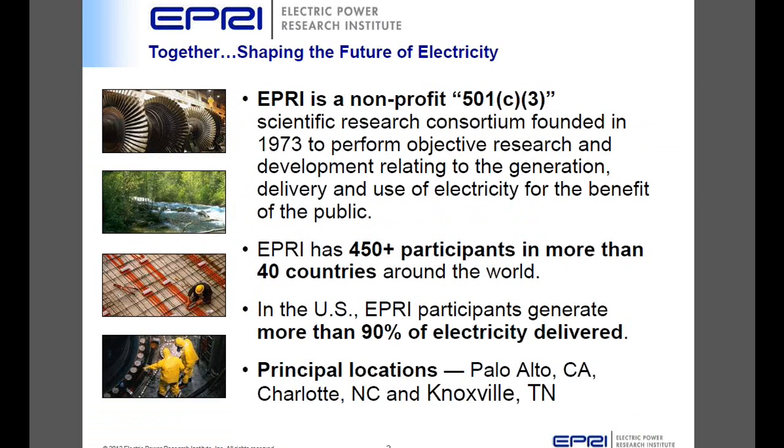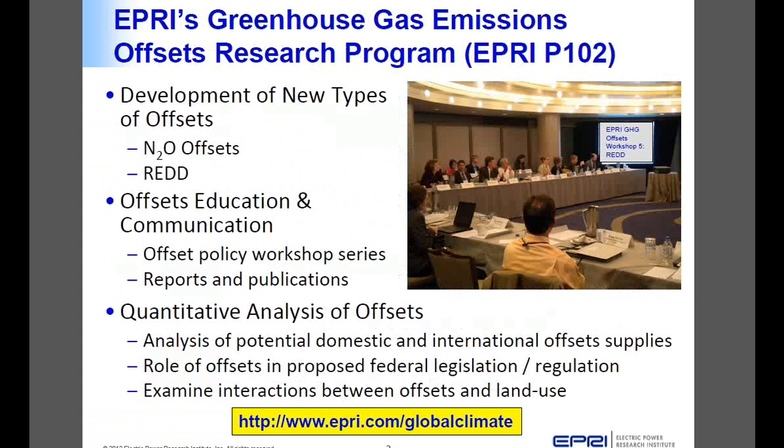So with that, let me start by first saying who EPRI is and why we're involved in this effort. For those of you who aren't familiar with the Electric Power Research Institute, EPRI, we're a nonprofit 501c3 scientific research organization that was created in 1973 to perform objective research and development activities related to all aspects of the production, transmission, and use of electricity, including the environmental impacts of the use of electricity. And we have about 450 participants or member organizations around the world in 40 countries. About 90% of the electricity that's delivered in the United States is delivered by member companies who are part of the EPRI membership in some capacity. And as you'll see on the slide, we have principal locations around the country in Palo Alto, California, Charlotte, North Carolina, and Knoxville, Tennessee. Can I have the next slide?